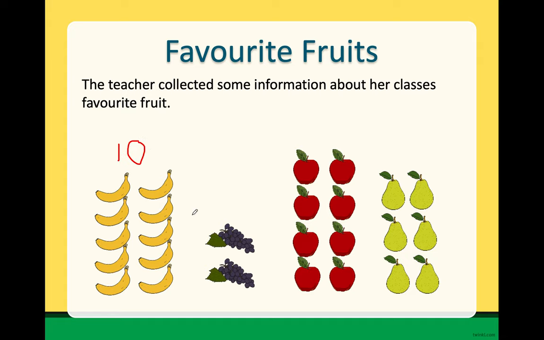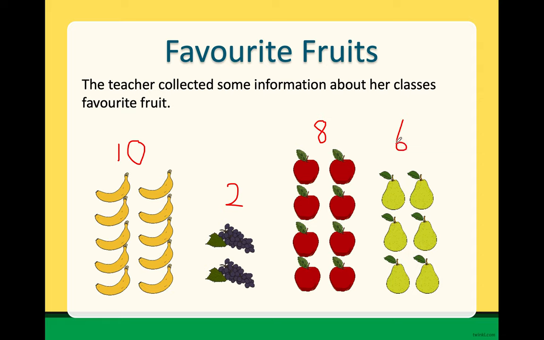How many people liked grapes? 1, 2. So 2 people like grapes. How many people like apples? 1, 2, 3, 4, 5, 6, 7, and 8. So 8 people like apples. And how many people like pears? Let's count. 1, 2, 3, 4, 5, 6. So we have 6 people that like pears.